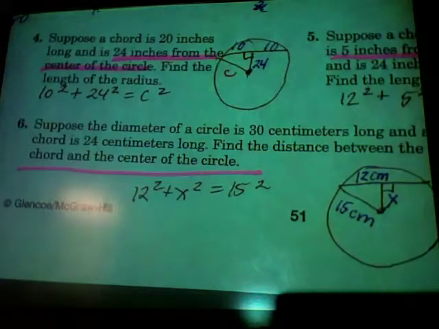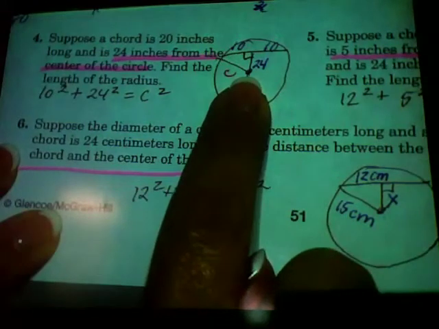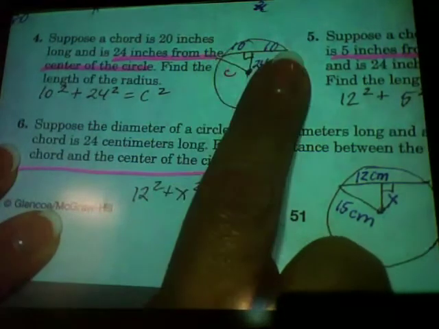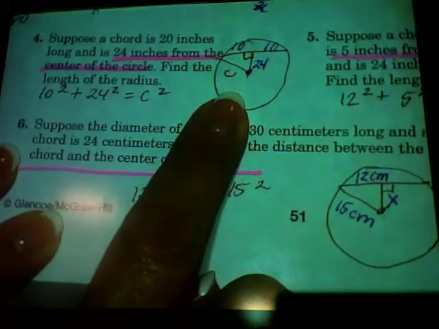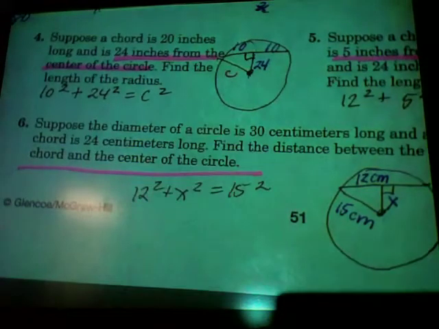Okay, so the important part that you learn about today's lesson is that if you've got something perpendicular from a center, it bisects the chord. You can move that radius wherever you want to. And anytime a chord is congruent to another chord, its arcs are congruent and vice versa.